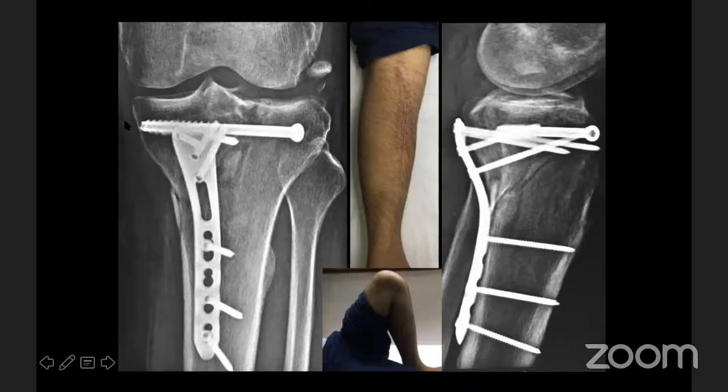So I put the guide wire to get in the center of the medial condyle from medial to lateral side. But I put the screw from lateral to medial to avoid that penetration on the medial side, because I don't want to put an implant on the medial surface. That's why.